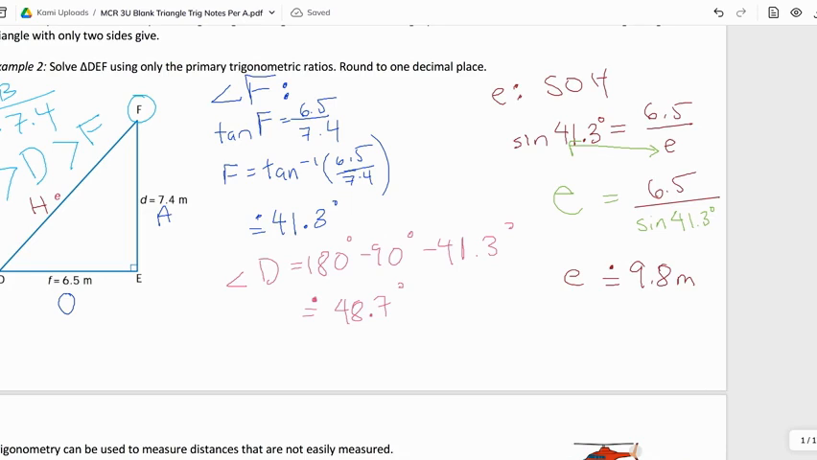Check, does it make sense? So go back to our predictions. We said side E would be greater than 7.4. Is it? Yes! Pat on the back, Miss Sly. Then we said angle E is biggest, then D, then F. Is that true? 90, 48, 41. Yes! Double high five for myself. All right, we good? Let's step it up.